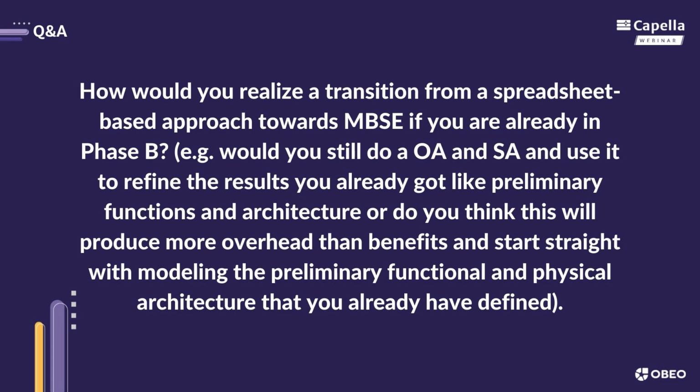How would you realize a transition from a spreadsheet-based approach towards MBSE if you're already in phase B? For example, would you still do an OA and SA and use it to refine the results you already got, like preliminary functions and architecture? Or do you think this will produce more overhead than benefits and start straight with modeling the preliminary functional and physical architecture that you already have defined?